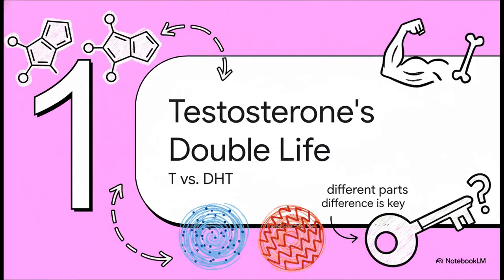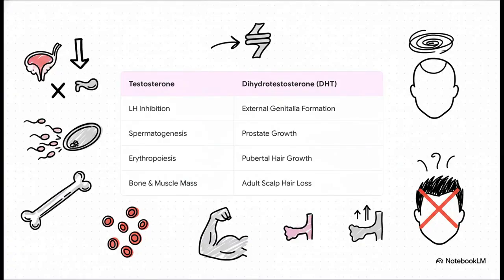Right, so this is the most crucial point to get your head around. Testosterone basically has two forms, and they do different jobs in different parts of the body. If you understand this difference, the rest of the pharmacology will make perfect sense. Just look at this slide. It lays it all out beautifully.